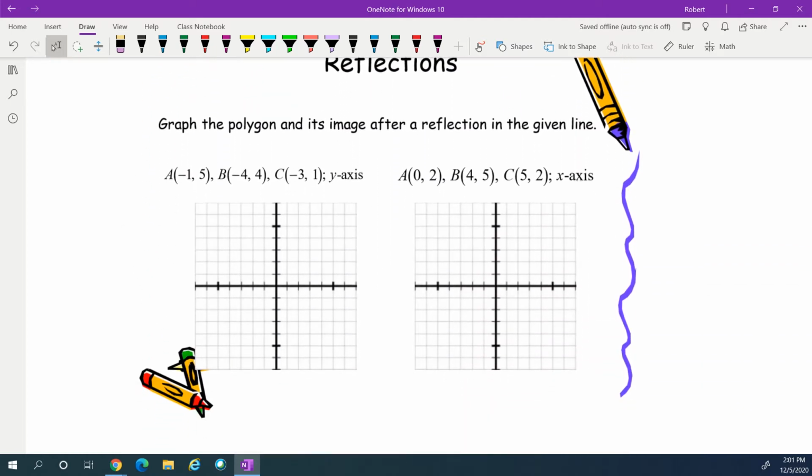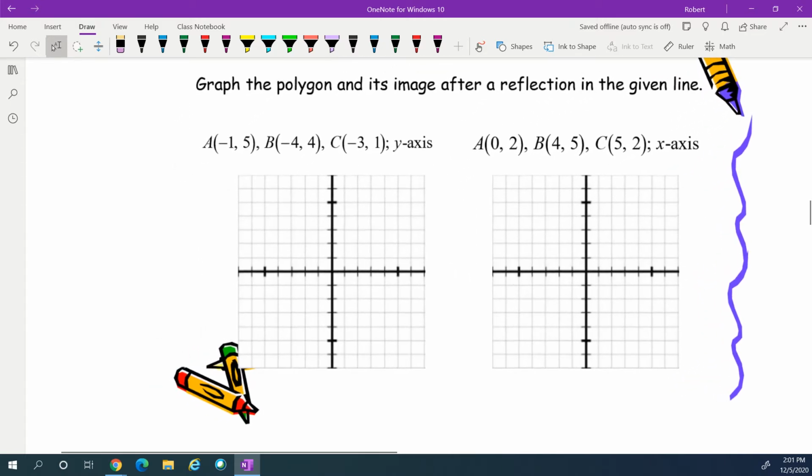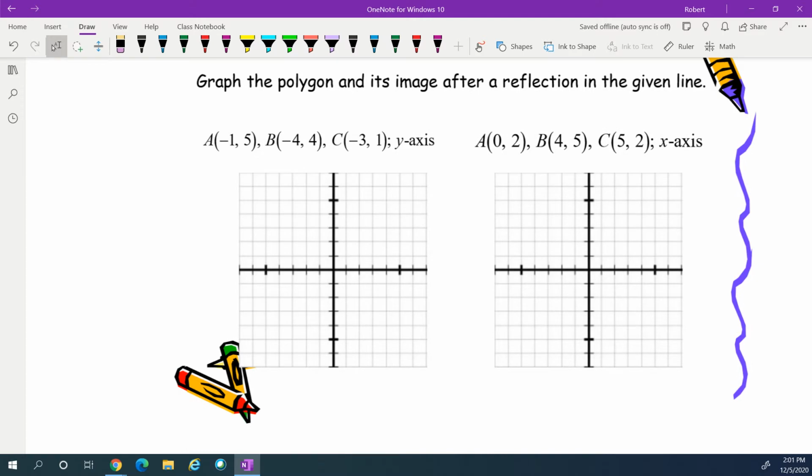Let's look at a couple examples. And we're not going to do every single one, but we'll do a couple. So we're going to graph the polygon and its image after a reflection. So let's graph the original.